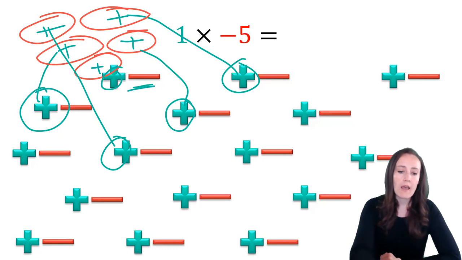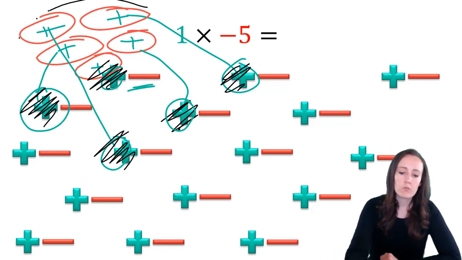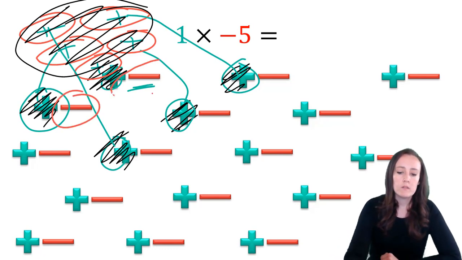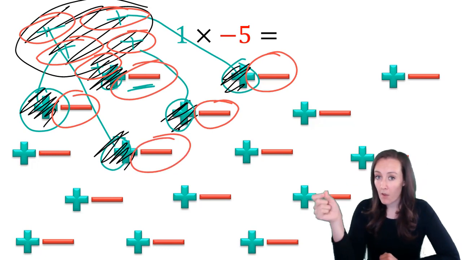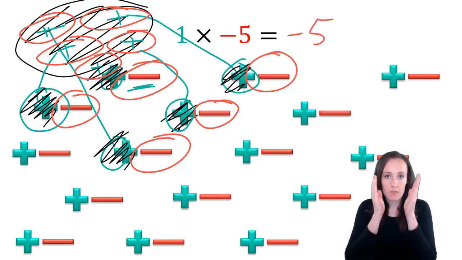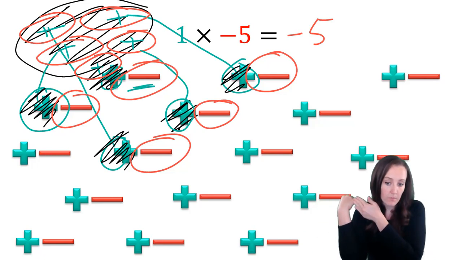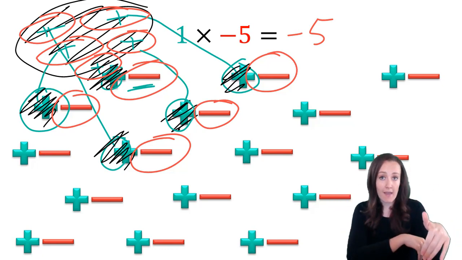So when I take those out, and I'll just scribble them out in black so you can see that those are taken out, when these groups are taken out of the situation, I'm left with 1, 2, 3, 4, 5 negatives that no longer have a positive partner. And so 1 times -5 ends up equaling -5. Because the -5 in the problem represented taking out groups, and the 1 was what was in each group that I was taking out.